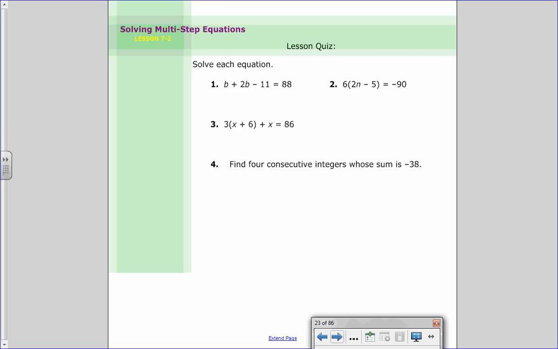Tonight we talked about using like terms and the distributive property in order to solve multi-step equations.